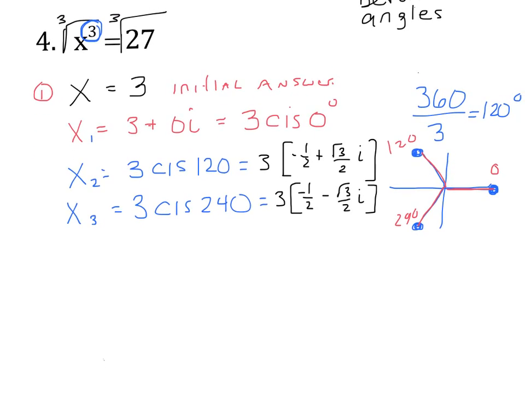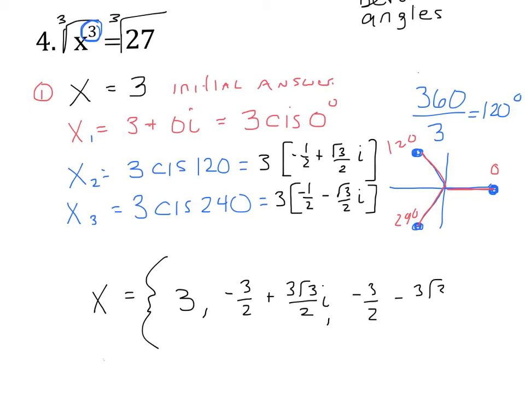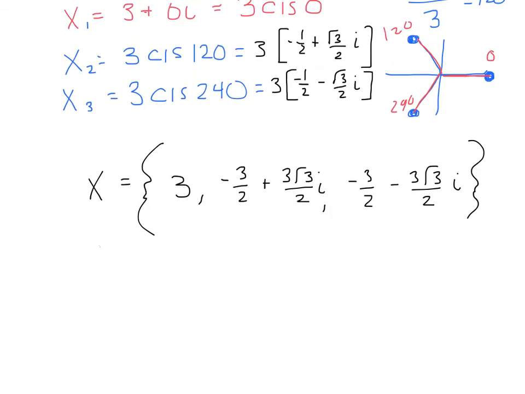Hope you followed that. So now my 3 answers: x equals the set 3, comma, I'm going to distribute that 3 in, so I get negative 3 halves plus 3 root 3 over 2 i, and then negative 3 halves minus 3 root 3 over 2 i. And I promise you, if I cubed any of those 3 numbers, I would get what number? Yep, you all got it at one time. Good job. 27.